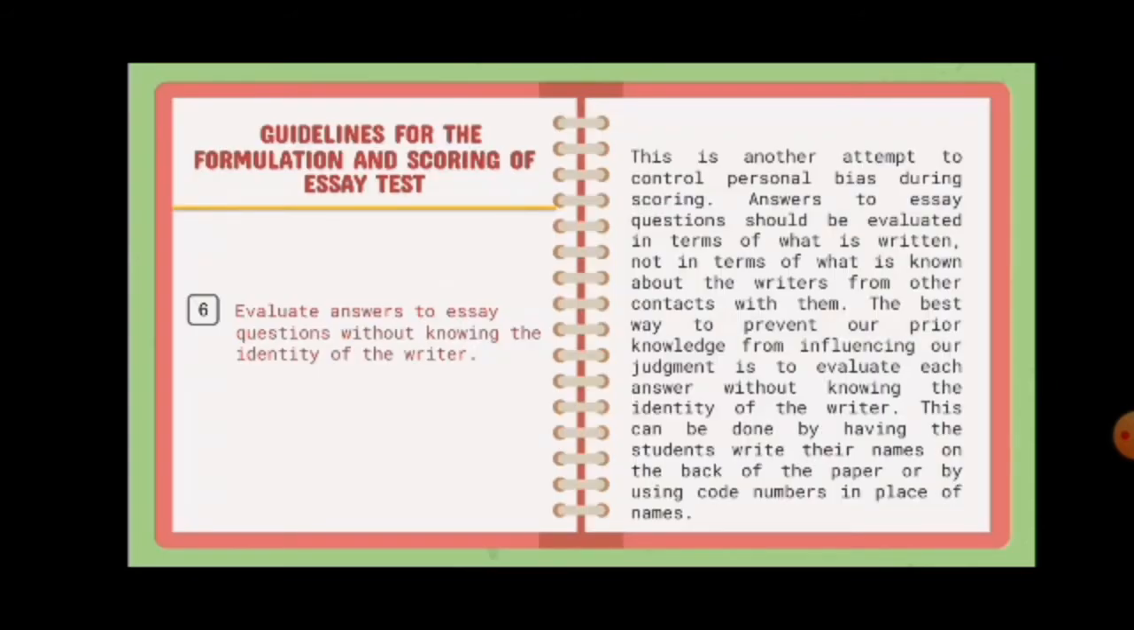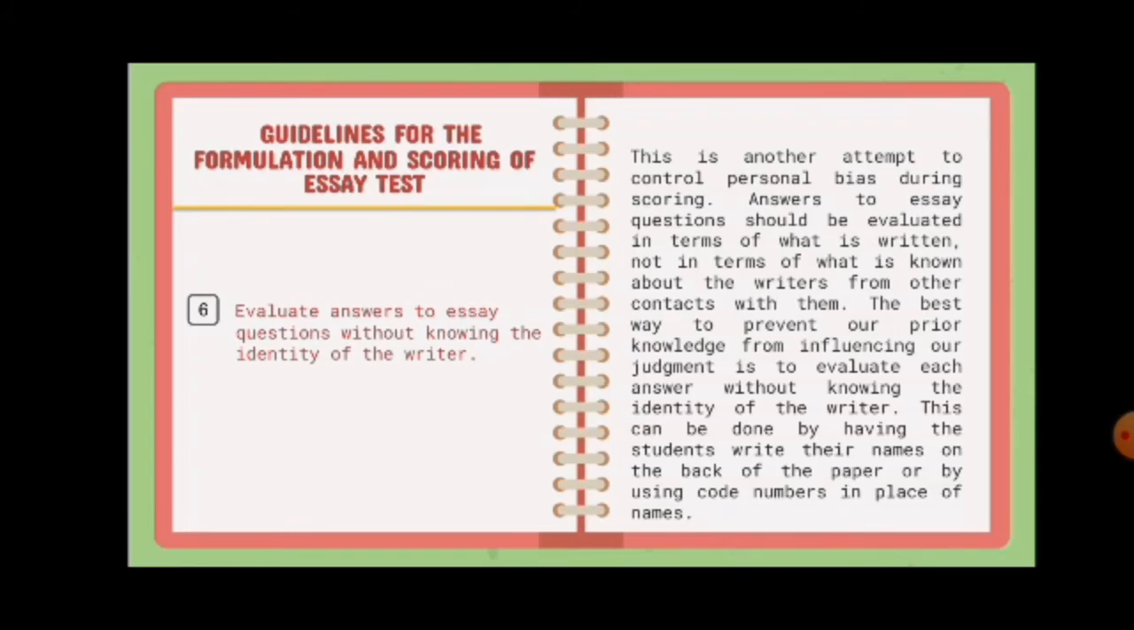Number 6, evaluate answers to essay questions without knowing the identity of the writer. This is another attempt to control personal bias during scoring. Answers to essay questions should be evaluated in terms of what is written, not in terms of what is known about the writers from other contacts with them. The best way to prevent prior knowledge from influencing our judgment is to grade answers without knowing the identity of the writer.